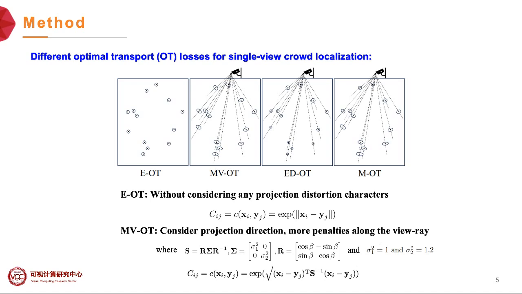We first calculate the covariance matrix for each GT point. Sigma is the variance matrix with diagonal entries squared sigma 1 and squared sigma 2, corresponding to the variances along the view ray direction and perpendicular to the view ray direction. Here we set squared sigma 1 smaller than squared sigma 2, indicating deviating predictions along the view ray direction incur larger loss value.